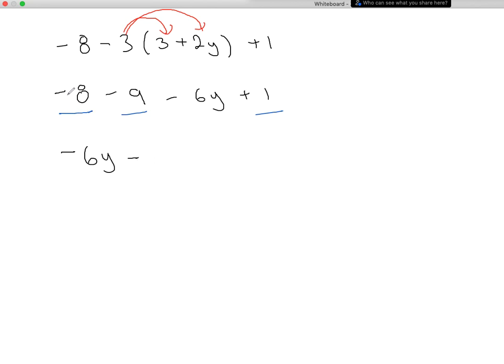I always think of it as money. I owe someone $8, I owe someone $9, I owe 17, come back 1, and then I still owe 16. And then this is it. That is as far as you can go on that. Again, if there's an equals and we could solve it out for something, that's coming up. But for right now, if the directions are simplify, that's as far as we can take it.